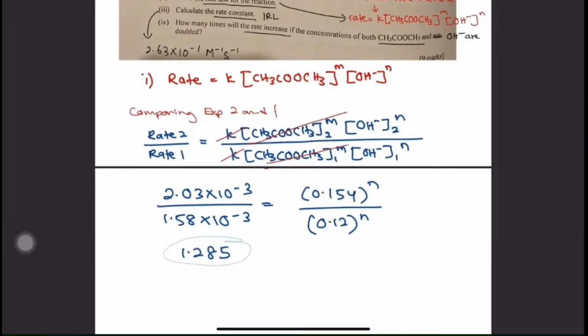If you have 0.283, madam. Okay, equals 1.283 raised to the power of n. Correct? Yes, madam. Okay, therefore, what can you say? n equals 1. I don't have to divide it. It's approximately 1. All right.